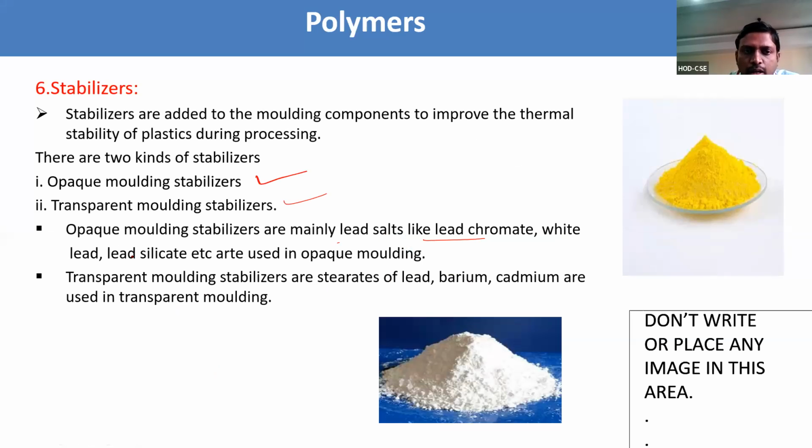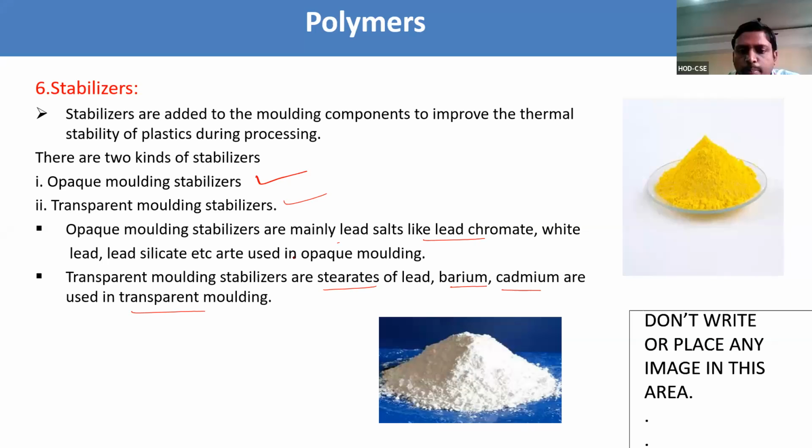Here the opaque molding stabilizers are white lead, silicate, etc. Stearates of lead, barium, cadmium are used in the transparent molding. Stabilizers are of two types: opaque molding stabilizers and transparent molding stabilizers. These are added to improve the stability of the plastic during the processing.